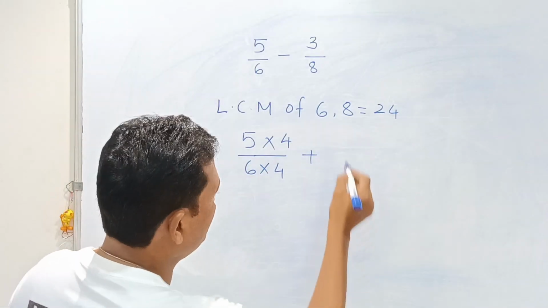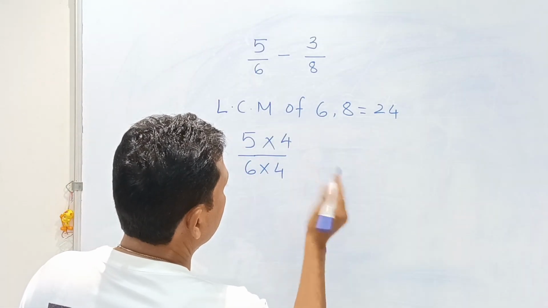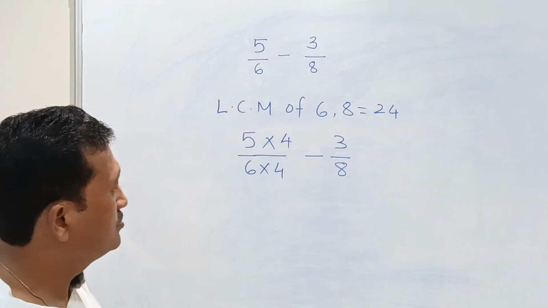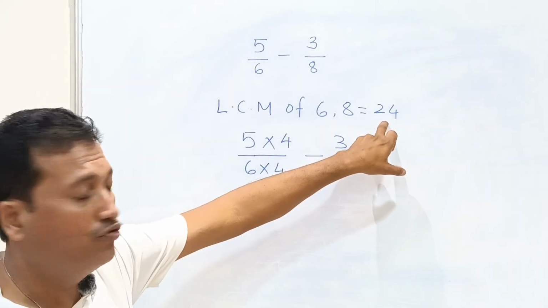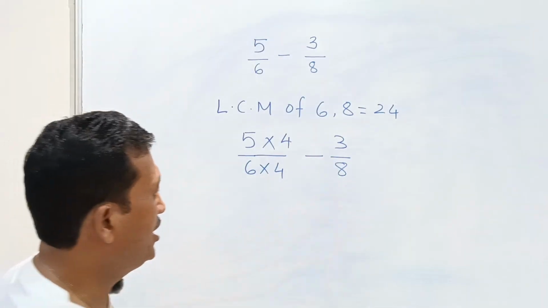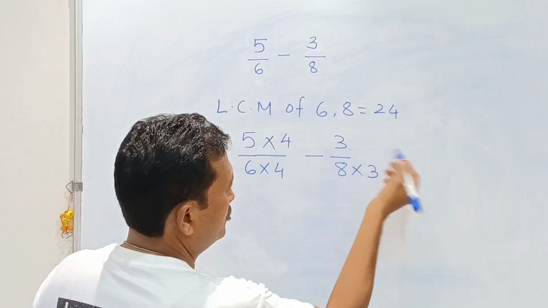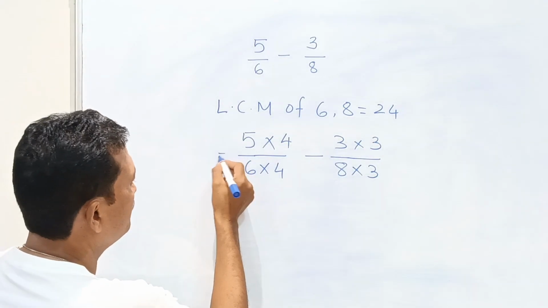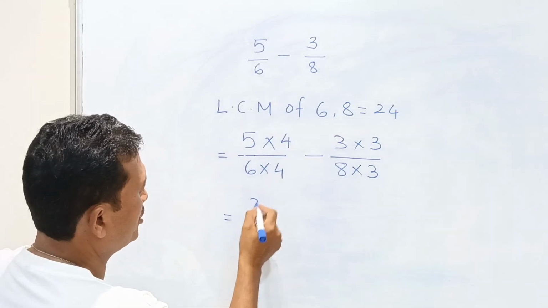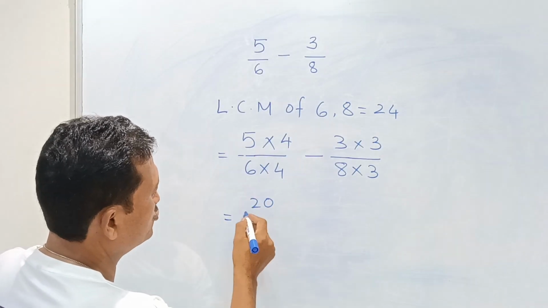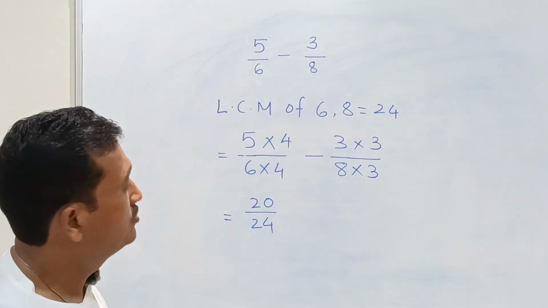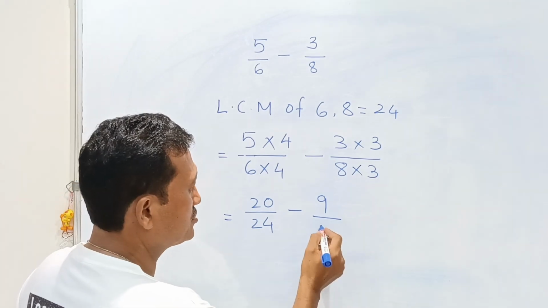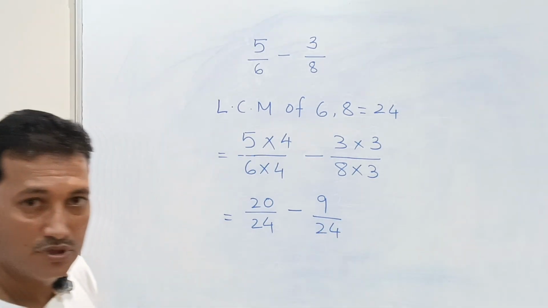Next, my other fraction is minus 3 upon 8. I want to make this 8 into 24. So I need to multiply 8 by 3. The numerator should also be multiplied by 3. Now 5 times 4 is 20 and 6 times 4 is 24. Minus 3 times 3 is 9. 8 times 3 is 24.